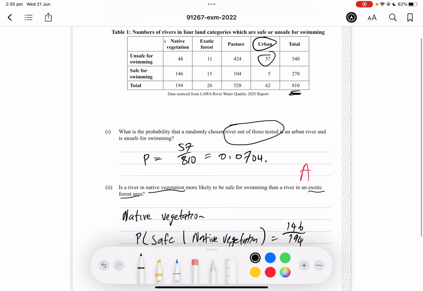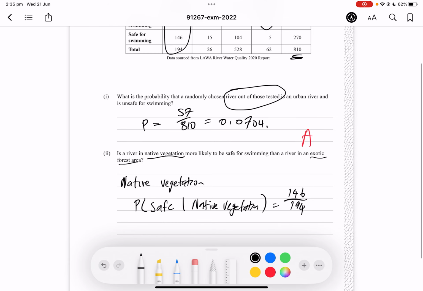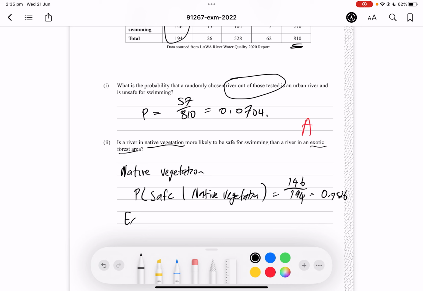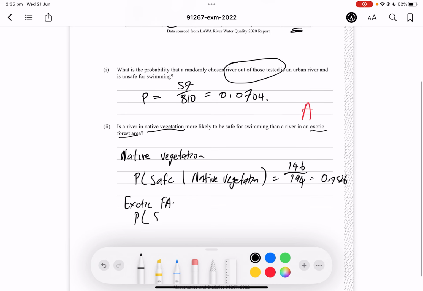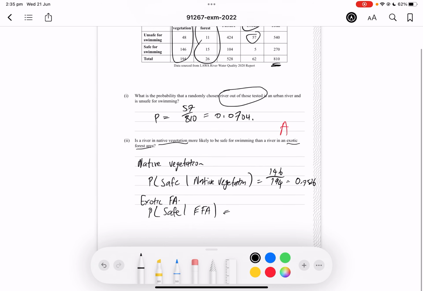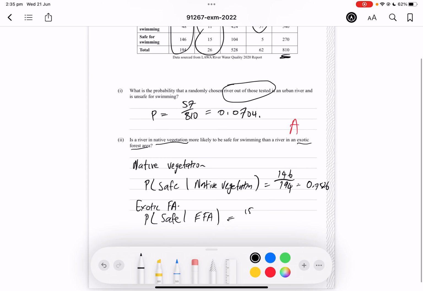So we're looking at this column here. And that is approximately 0.7526. And for the exotic forest areas, we're looking at P of safe, given that it's an exotic forest area. That will be equal to, looking at this column here, 15 over 26. And that is around 0.569.